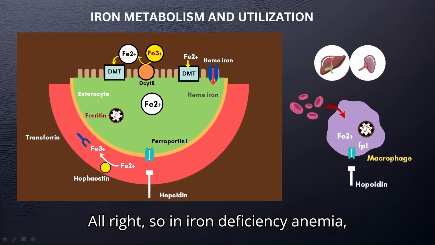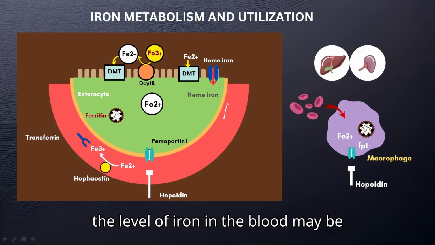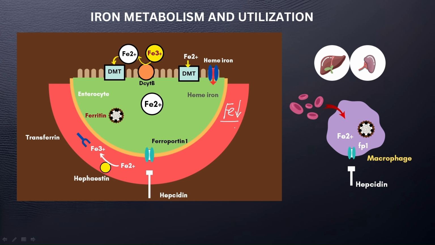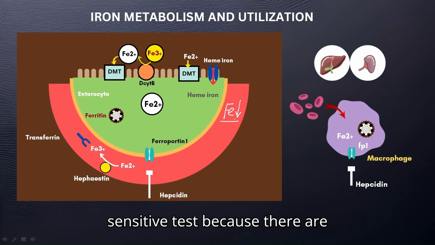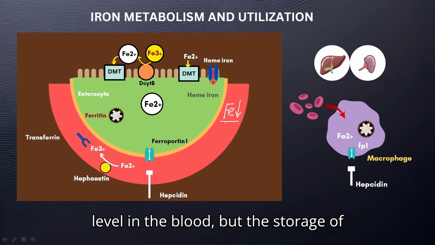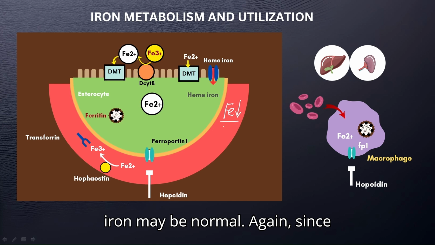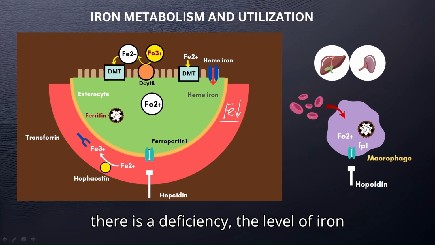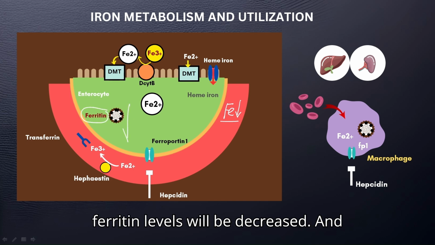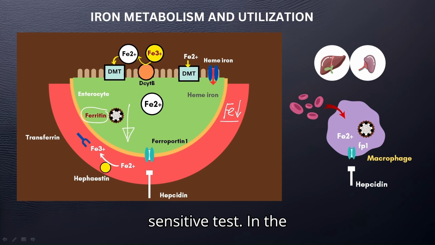All right, so in iron deficiency anemia, the level of iron in the blood may be reduced. However, this is not the most sensitive test because there are patients who may actually have a low iron level in the blood, but the storage of iron may be normal. Again, since there is a deficiency, the level of iron in storage is also decreased. So the ferritin levels will be decreased, and this is a very good test, a very sensitive test in the identification of iron deficiency anemia.